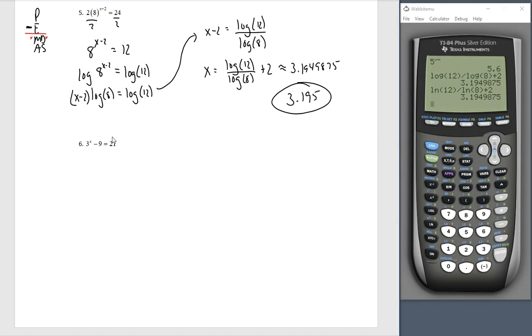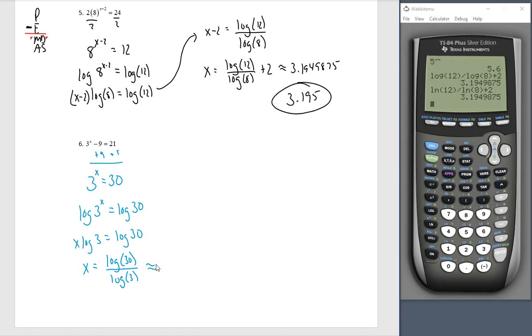All right, the last one. Isolate. So let's add 9. Take the log of both sides. Bring the power down in front using the power rule. And isolate the variable. So we start by isolating the exponential part. We end by isolating the variable.